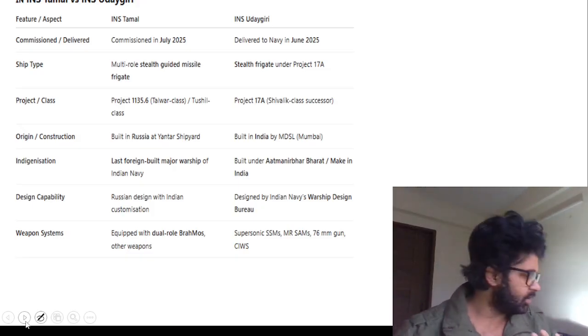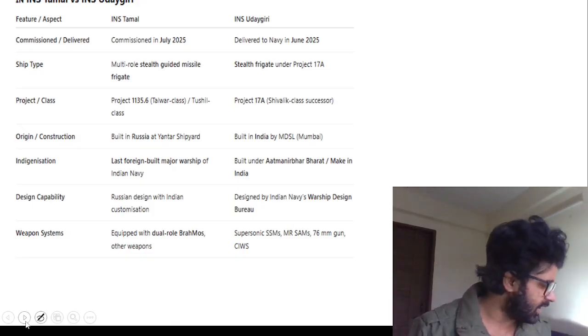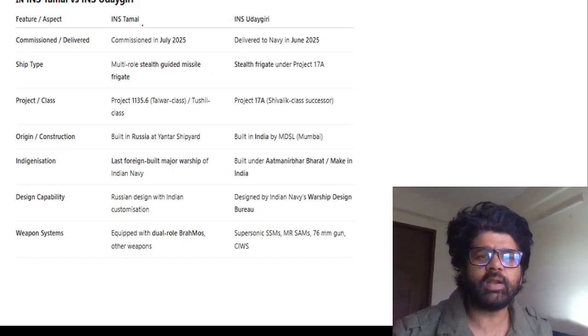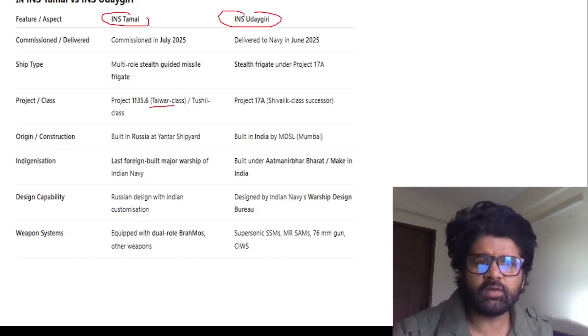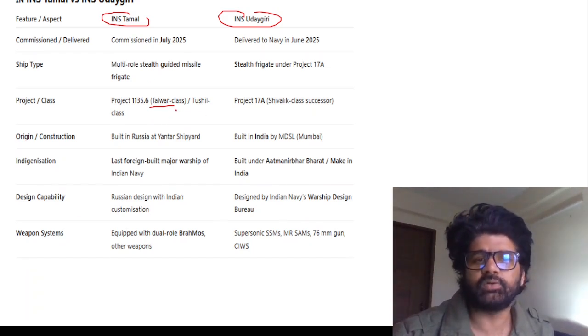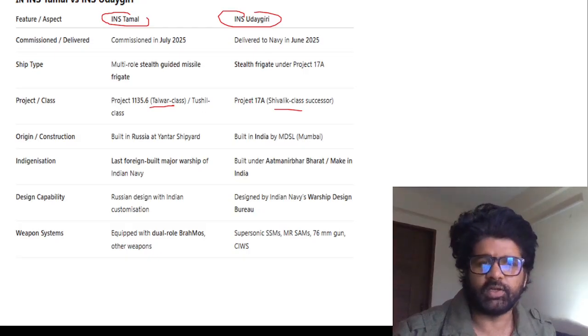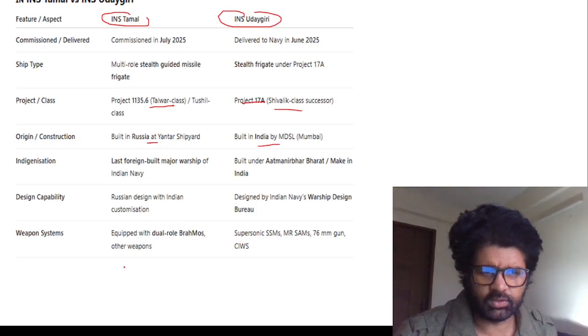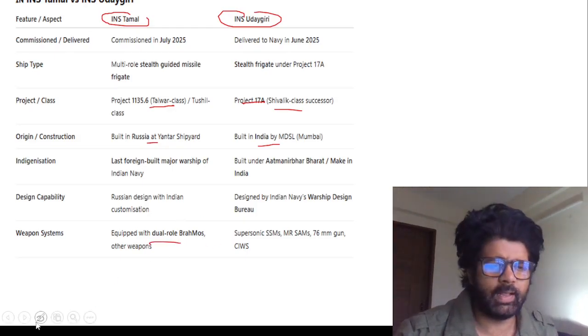Right now, let's not get too confused because this article is having so many terms and all. So INS Tamal, INS Udaygiri. You can read all these things. What is important? Talwar class, INS Tamal, which we have taken from Russia, and this is Shivalik class, INS Udaygiri 17A, built in India, and INS Tamal built in Russia. And you can read all the other stuff, dual role BrahMos, blah, blah, blah.